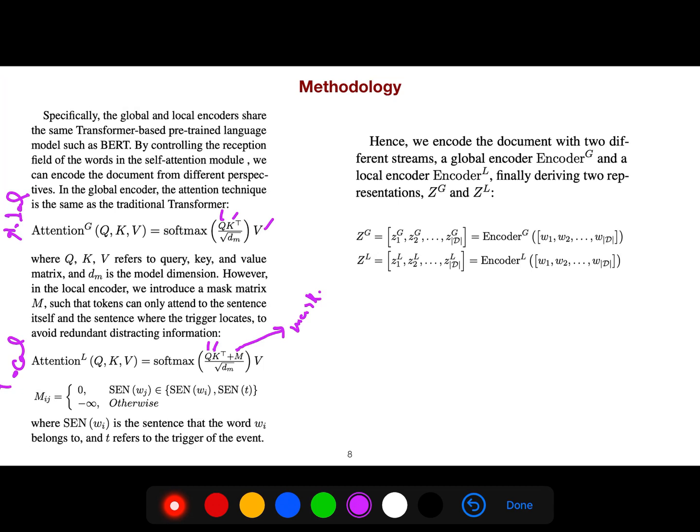But in the local encoder, we introduce a mask matrix such that tokens can only attend to the sentence itself and the sentence where the trigger is located, to avoid redundant, distracting information. So we encode the document with two different streams, a global encoder and a local encoder.